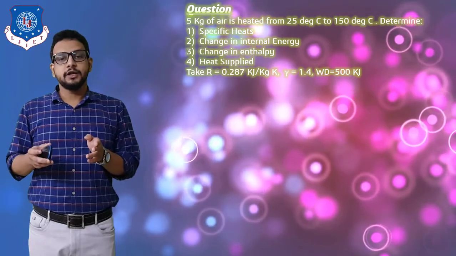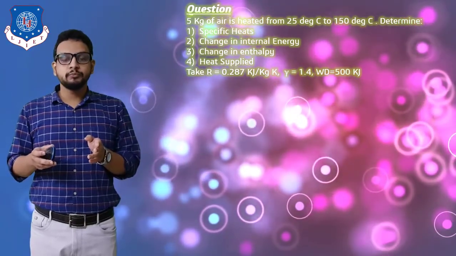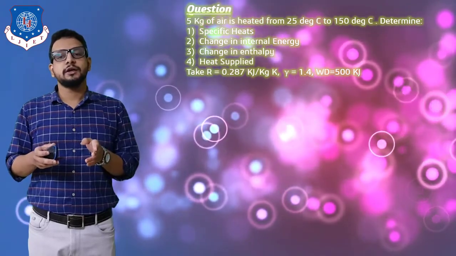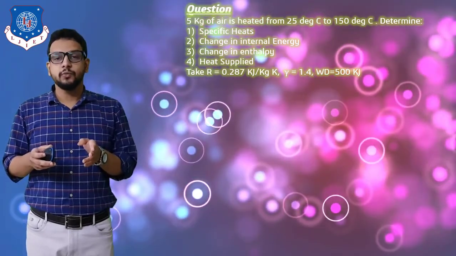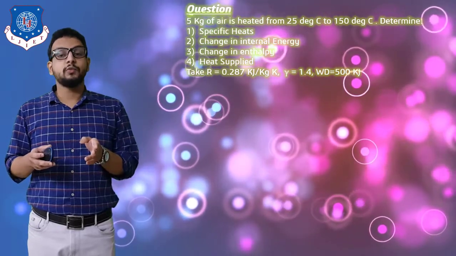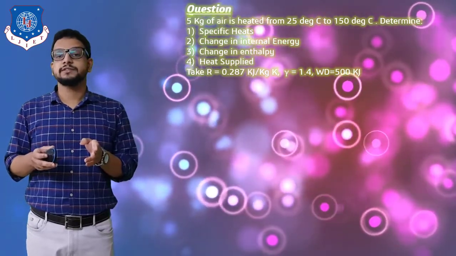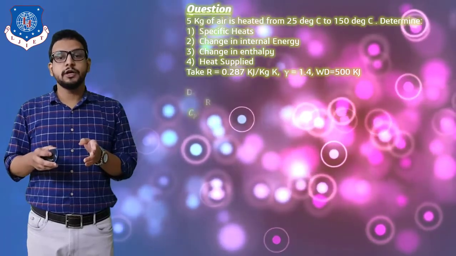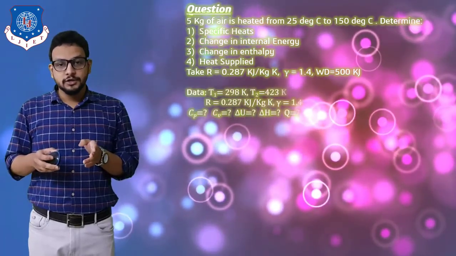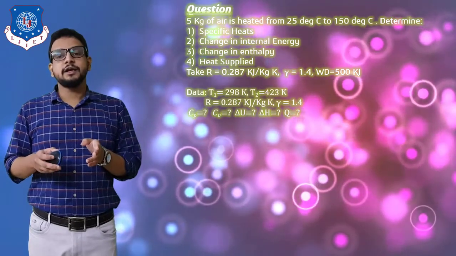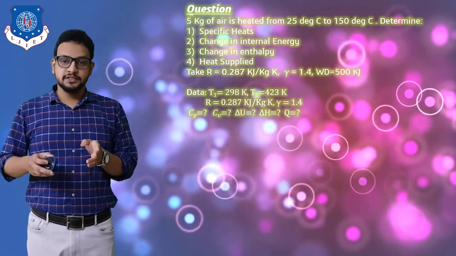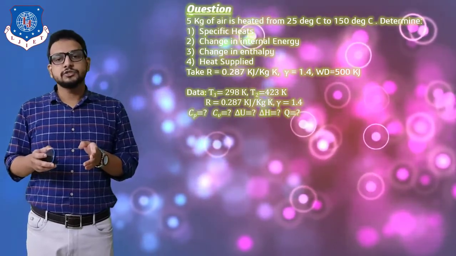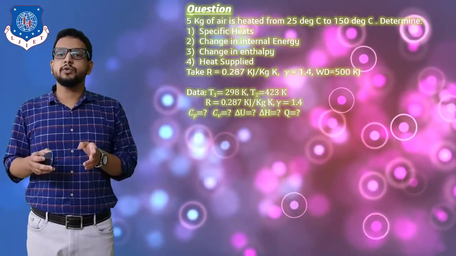It's given that you need to take R is equal to 0.287 kilojoule per kg Kelvin, gamma is 1.4, and work done is also given, that is 500 kilojoule. So first of all, we need to write the data given. The temperature is given in degrees Celsius, but we are going to work in the SI system, that is the international standard, so we need to convert temperature into Kelvin.